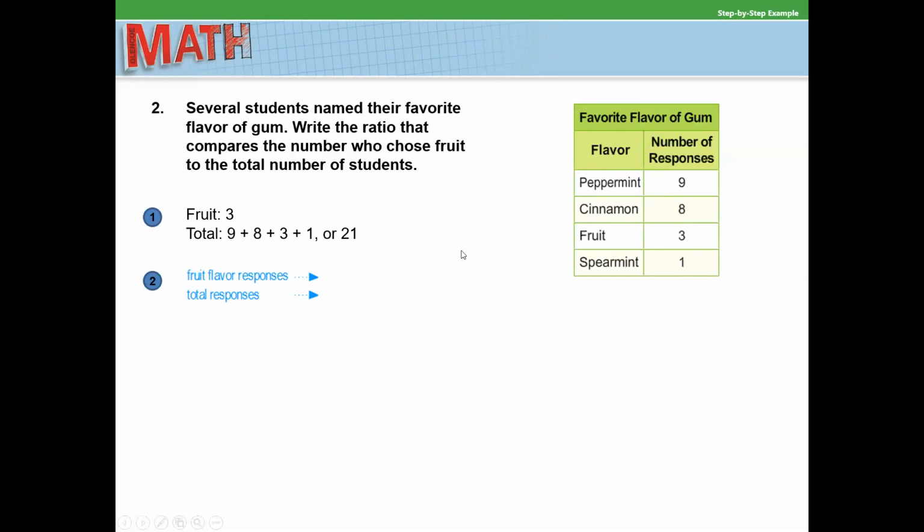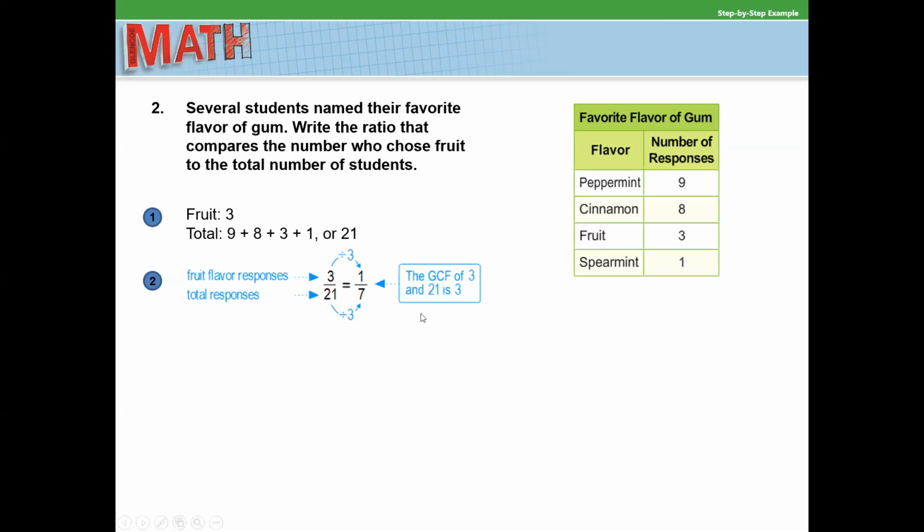The fruit flavor responses go on top, and the total number, the sum of all of the add-ins put together, goes on the bottom. 3 to 21. Ask yourself, can we simplify this? Do 3 and 21 have any common factors? Yes, they do. 3 is the greatest common factor of 3 and 21. Divide by the greatest common factor on the top and the bottom, and you're left with a fraction in simplest form. This is the way to write the ratio. Remember, when you write a ratio, you should always simplify it.